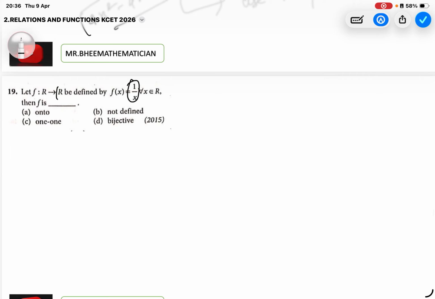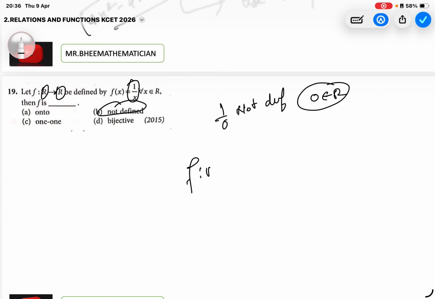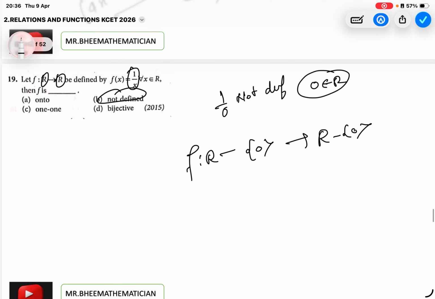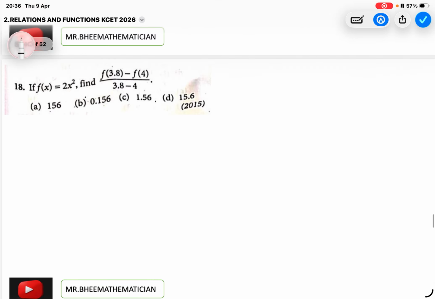Now 1 by x is there, x real, then it is not defined at 0 because 1 by 0 is not defined. So 0 does not belong to the domain. You should write the domain as R minus 0. And this one is very easy. You find f of 3.84, substitute it, you will get the answer.